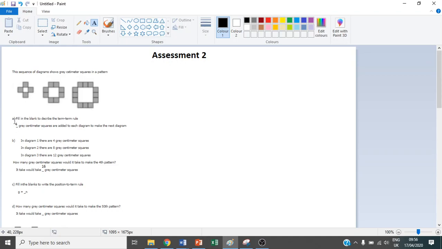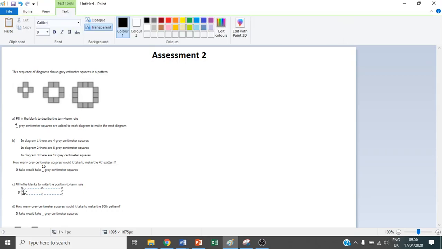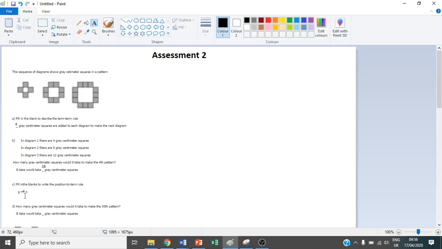It's the common difference. It's the number that we're jumping by. And that number is 4. So my rule is G is equal to 4 times the diagram number. 4 times 1 gives me 4. 4 times 2 gives me 8. 4 times 3 gives me 12. And 4 times 4 gives me 16.